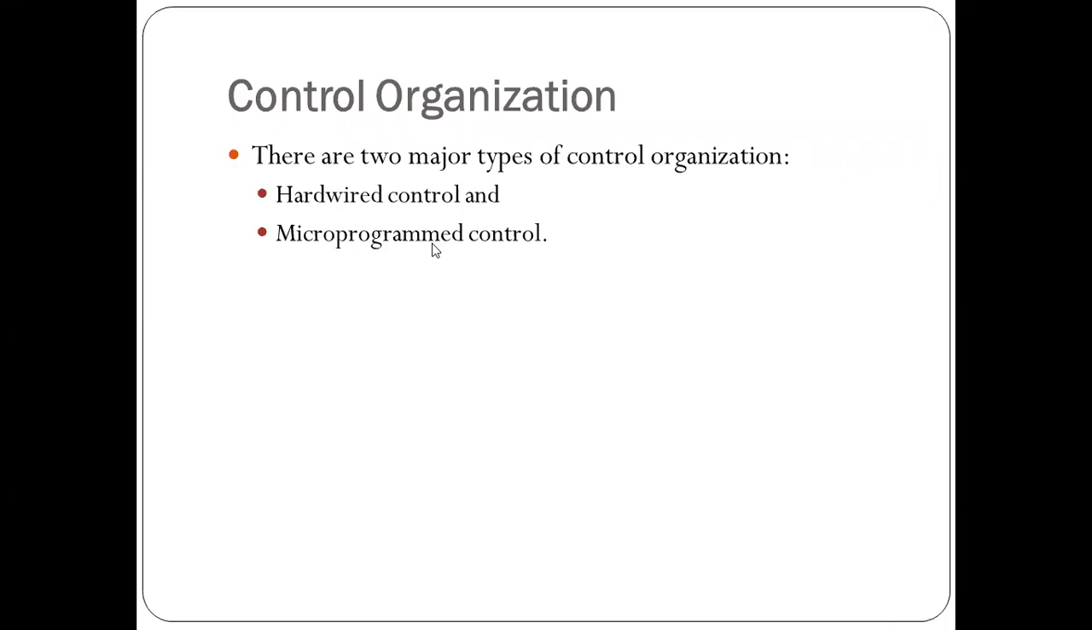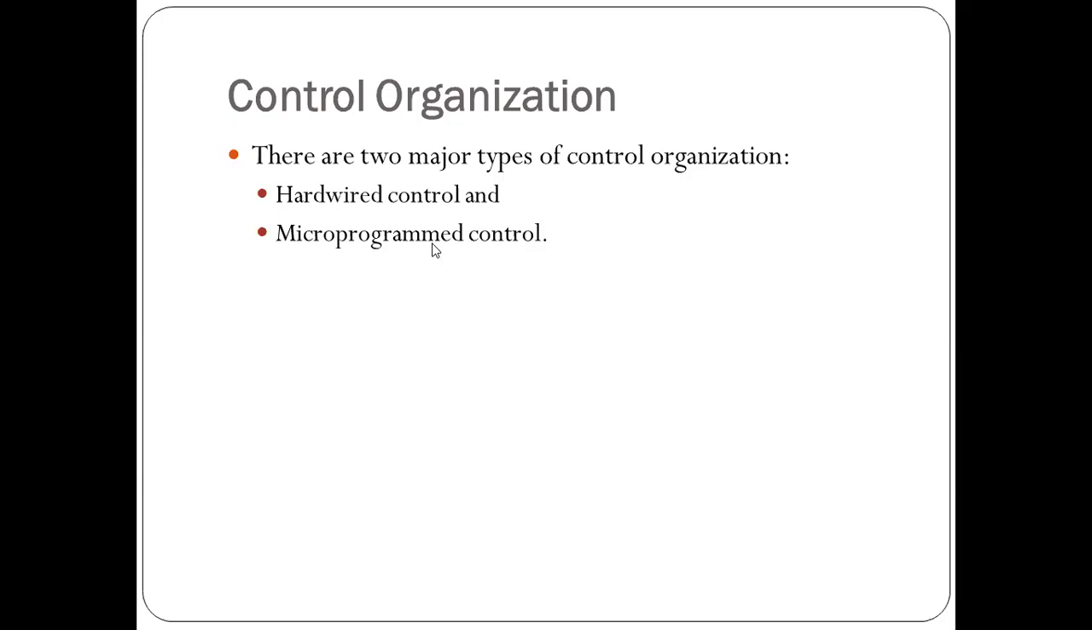Okay. So to perform the execution of your instruction, a sequence of actions has to be done. With respect to time, with respect to clock pulses, the control unit will generate the required control signals in a sequential manner. Such a control unit can be implemented in two ways. One is hardwired control, another is microprogrammed control.